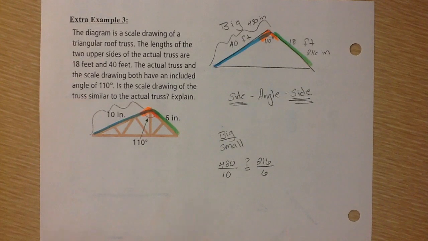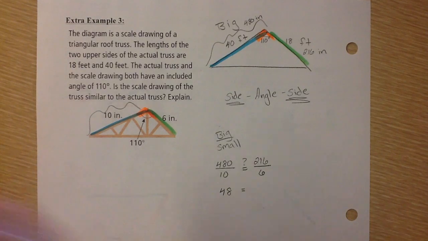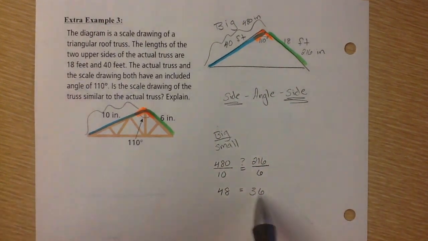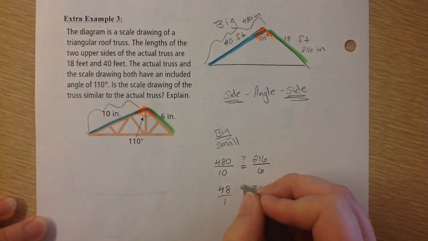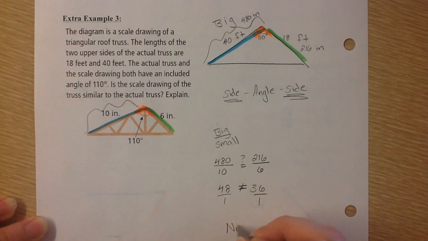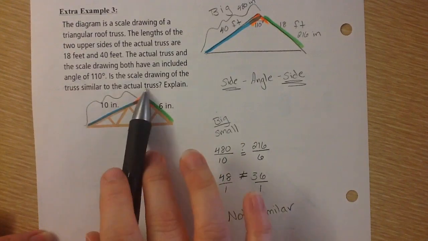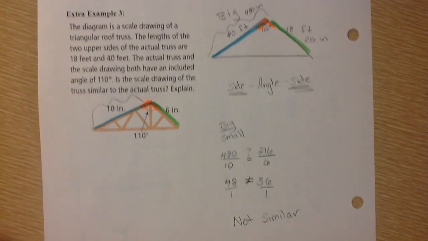All right, so 480 over 10 is 48. And then we have 216 over 6, which is 36. So do we have the same scale factors? It'd be 48 over 1, 36 over 1. Those are not equal, so these triangles are not similar. Whoever made this diagram of the scale drawing didn't do it with the accurate scale factor.